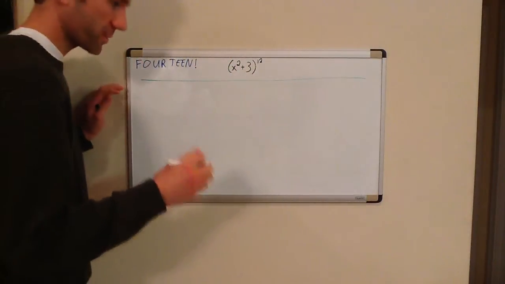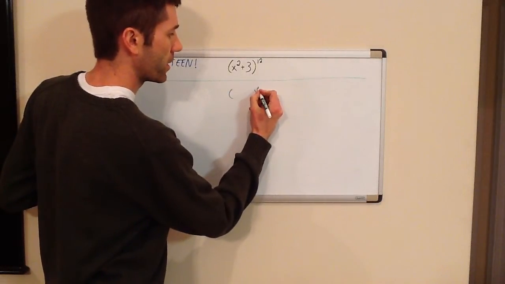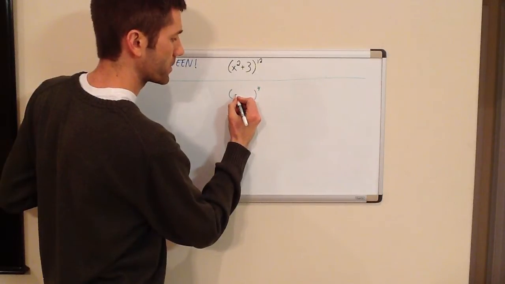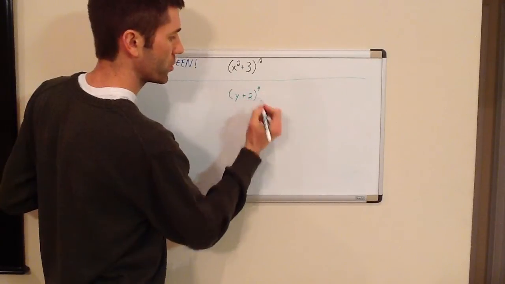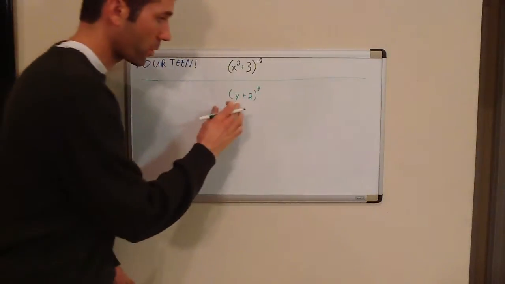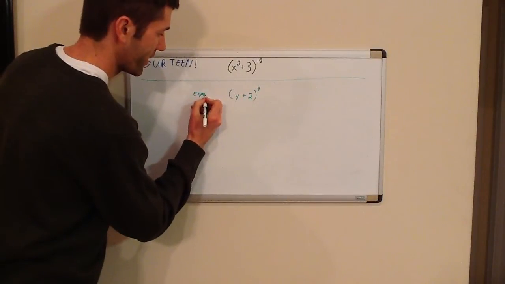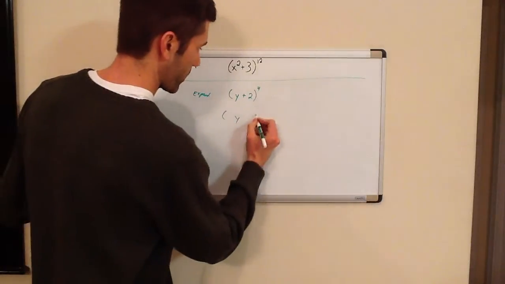So for just a second, let's expand this one. Let's make it y plus 2. Okay? And it's going to be y plus 2 to the 4th power, and the directions will say expand it. Now, there's an old joke with that if we're going to expand it, then it would go like this.